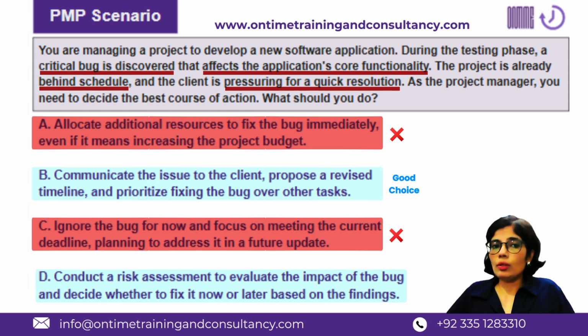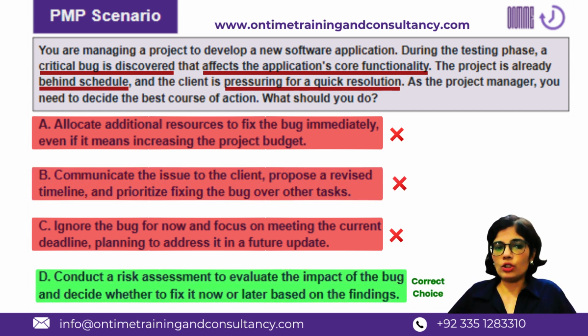So option D is better than option B, which directly suggests that you just go to the client, tell them the situation, propose a revised timeline, and prioritize this bug over the other project risks and other tasks. Because in case of B as well, the client is going to ask you questions like, what if this and that? Have you checked that? Did you try that? Did you analyze that? So do you have an answer for that? And the answers for those questions would be there if you have gone for option D. So option D is the best course of action.